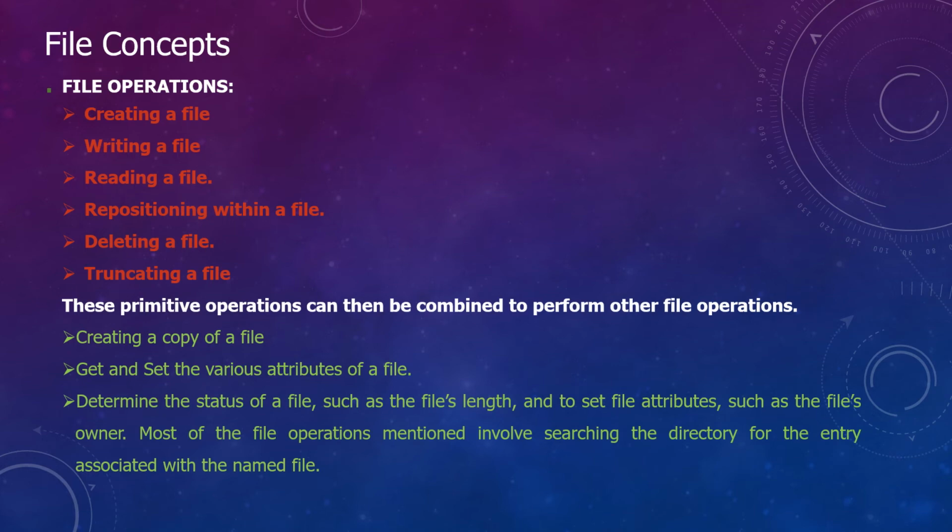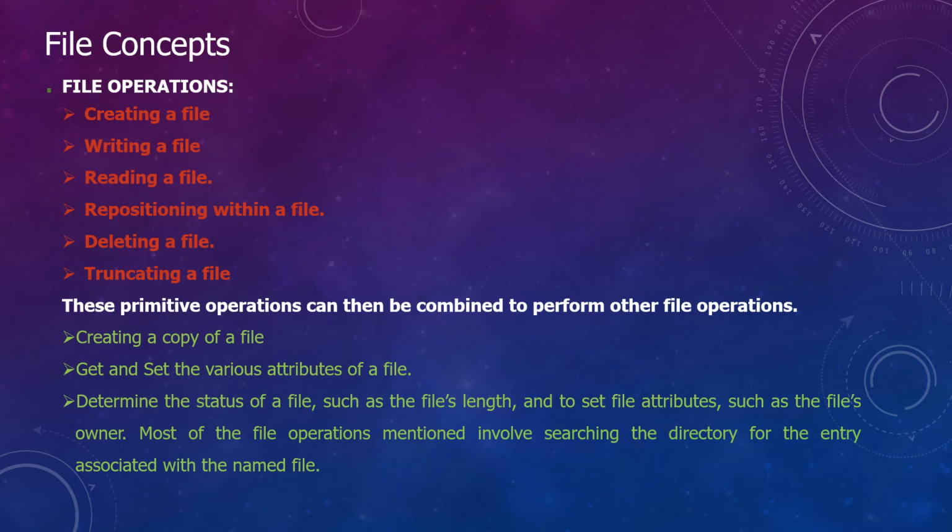The next is deleting a file. And also we have something called truncating a file. There is a difference between deleting and truncating. Deleting means the entire file is removed from the directory, whereas truncating a file means we are just erasing the content of the file. The file name still resides in the file system. That's the difference between deleting and truncating a file.